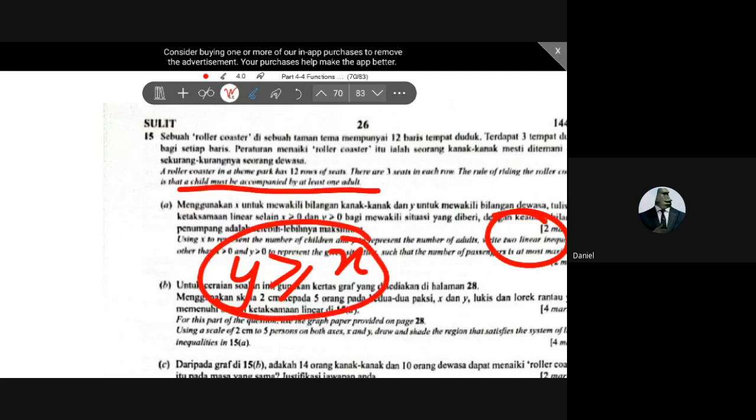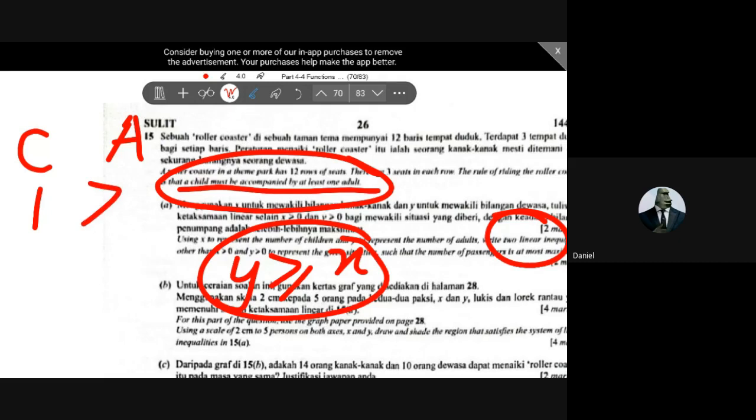So macam mana saya dapat ini? How do I get this? Berdasarkan pernyataan ini, based on this statement, a child must be accompanied by at least one adult. So saya akan bagi situasi kat kamu sekarang. Katakan kanak-kanak saya bubuh huruf C. Dewasa saya bubuh huruf A, okay? Imagine, so mereka kata a child. A child means satu kan? Satu kanak-kanak.